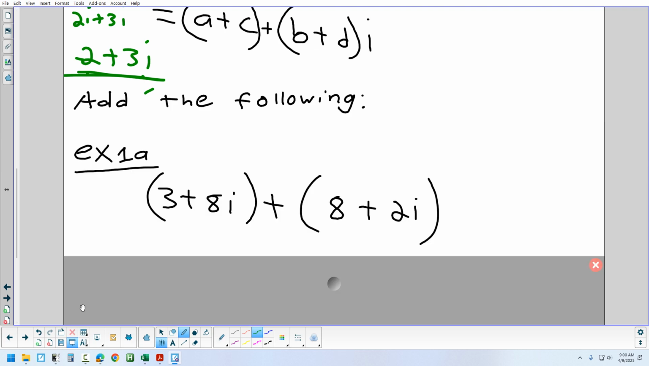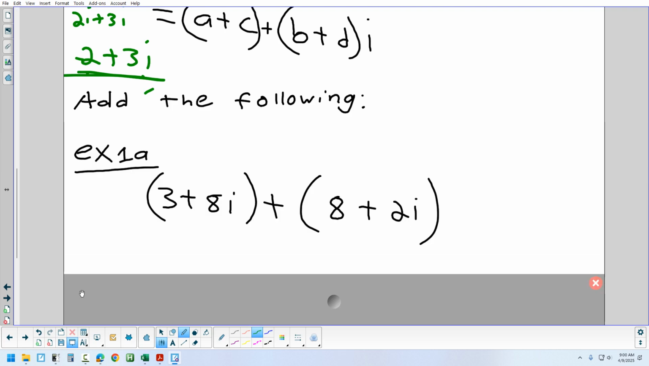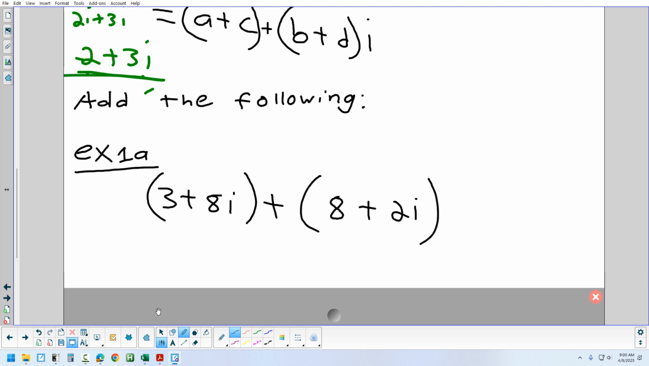Okay, so let's try that one. So we have 3 plus 8i, and we're going to add to it 8 plus 2i. When I combine those together, what's going to be the real part of my answer? Yeah, 11. Real, real. The operation is addition. 3 plus 8 gives us 11. Try to make your ones and your i's look different. Otherwise, if you go back and look at your work, you're going to get confused. What's an i and what's a 1?